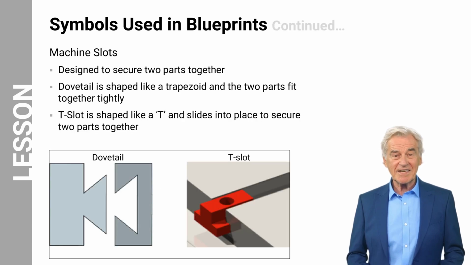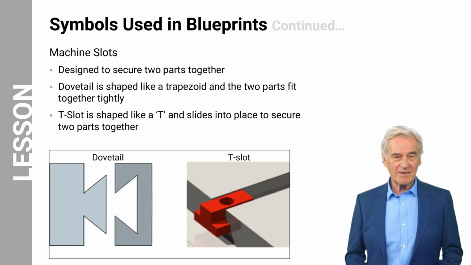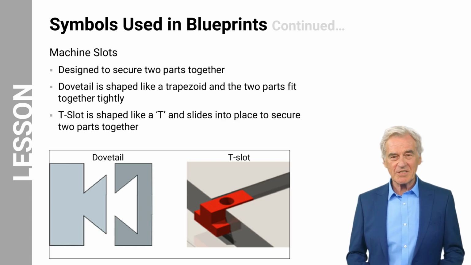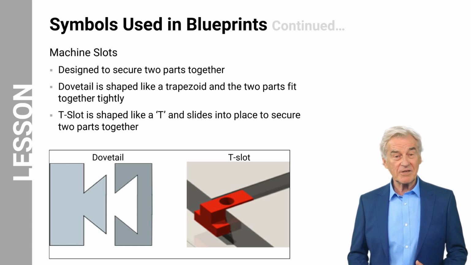Machine slots are designed to secure two parts together. There are two types of slots, the dovetail and the T-slots. The dovetail is shaped like a trapezoid, and the two parts fit together tightly, as shown in the picture. The T-slot is in the shape of T and slides into place to secure two parts together. The T-slots are also similar to the dovetail, but are stronger.